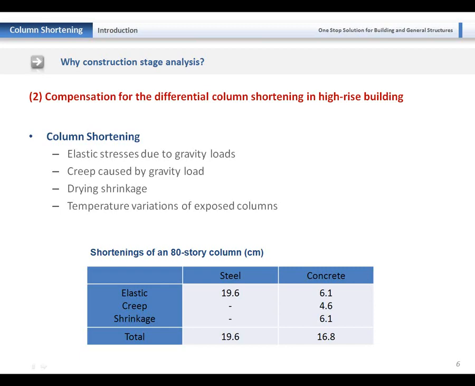The other reason why construction stage analysis is required is compensation for differential column shortening in high-rise buildings. There are four causes of column shortening: firstly, the elastic stresses due to gravity load, and then creep caused by gravity load, drying shrinkage, and temperature variation. This table shows the typical comparative shortenings of 80-story steel and concrete buildings. Due to the high stresses, the elastic shortening of the steel column is higher than the concrete. But in the concrete building, the creep and shrinkage shortening is quite high, so we cannot ignore those effects during the analysis.